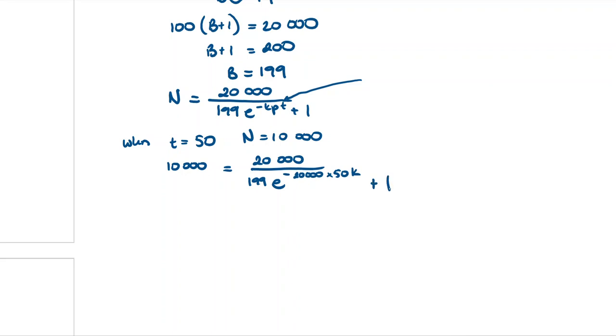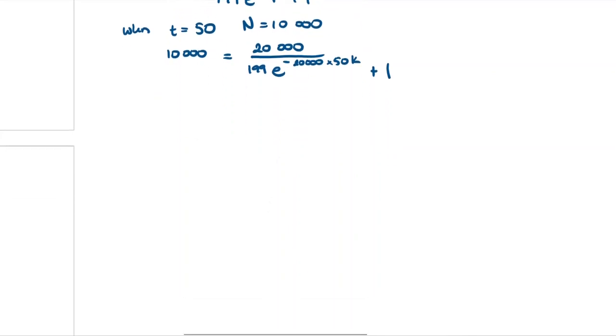All right, have a go. We want to get k by itself. Times the whole denominator across the other side is what I did, or you could take the reciprocal if you're doing the Venn thing. Negative 20,000 times 50 is negative 1,000,000 k.